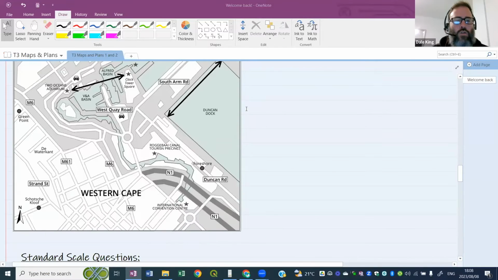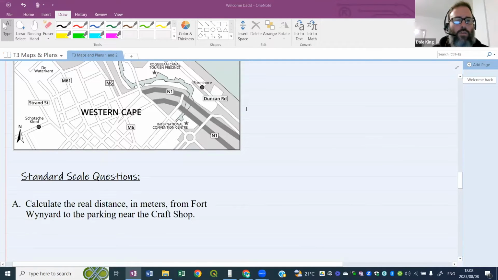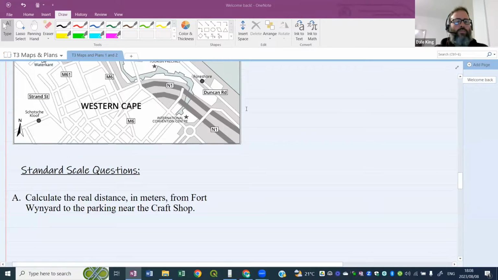Let's get down to some standard scale questions with this map. Now I'm going to have to move up and down. I will copy the questions as well to make it a little bit easier. Here's the first question: calculate the real distance in meters from Fort Wynyard to the parking near the craft shop. Before we even look at the map, because I know you're thinking, show me the map, I want to answer this.